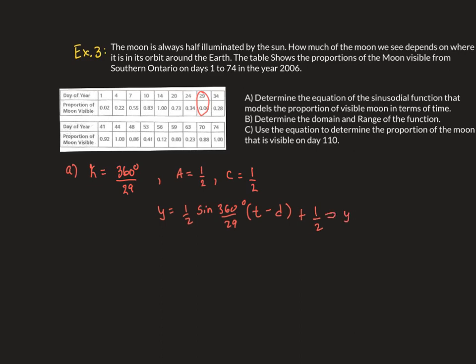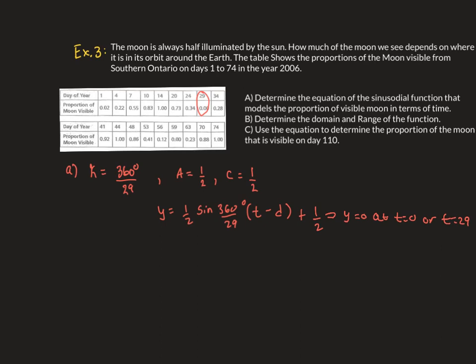Obviously, this is for when y is equal to 0, at t is equal to 0, or t is equal to 29. That's when my y value is 0, when my t is 0, or my t is 29. So let's solve from here.